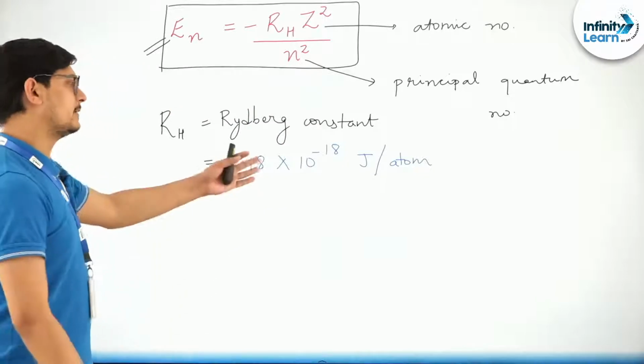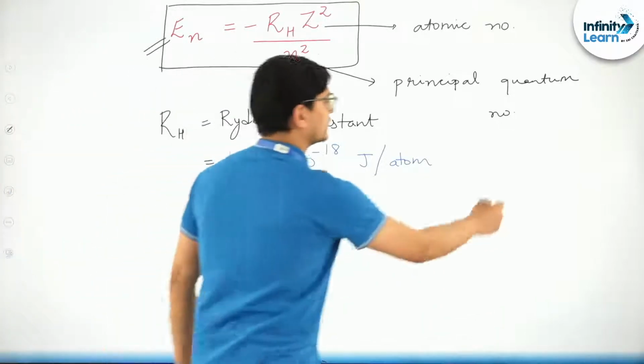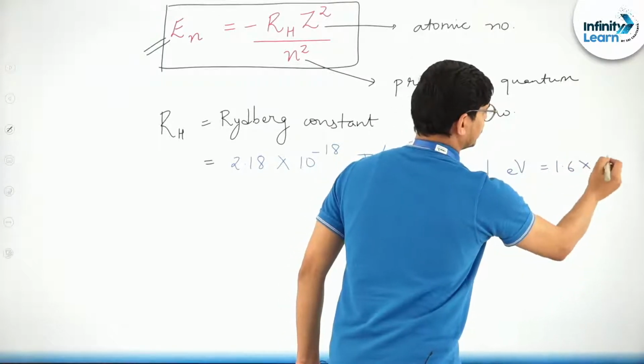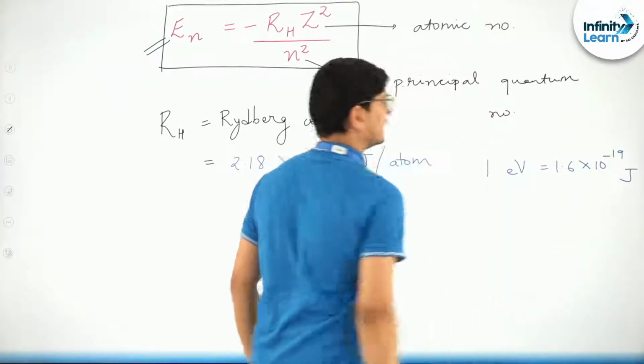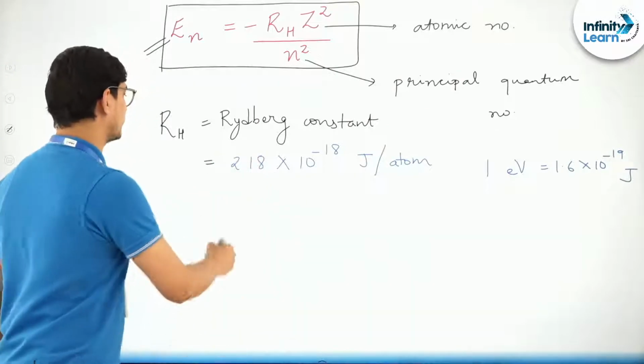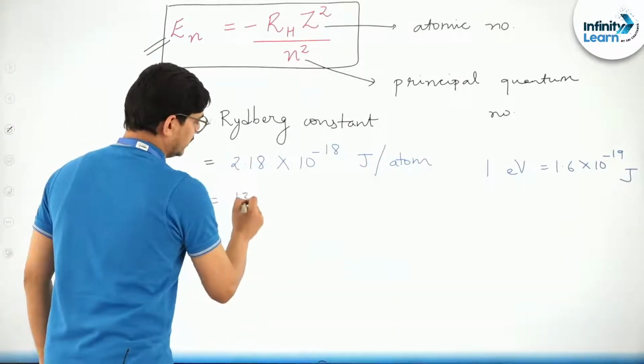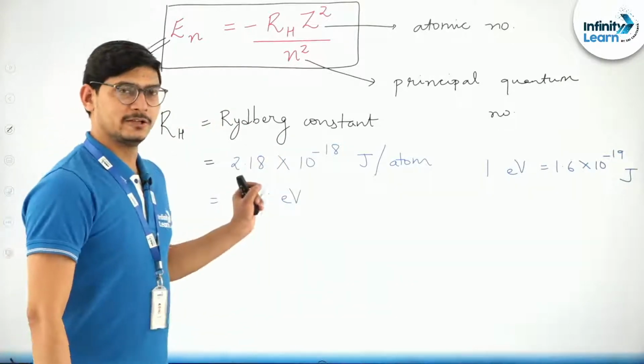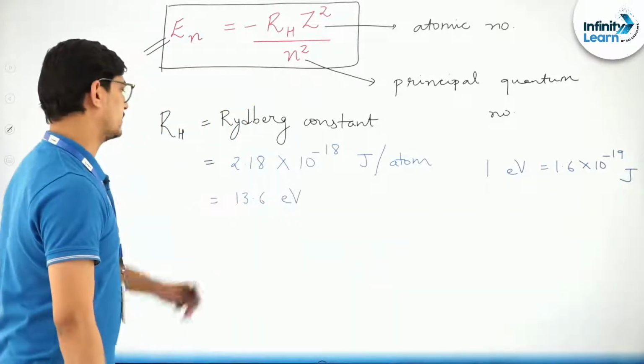Then you can divide it by the value of electron volt. 1 electron volt is how much? It is 1.6 into 10 to the minus 19 joule. Okay guys, so if you convert it into electron volt, this comes out to be 13.6. You can do that, it's a simple exercise. So the value of Rydberg constant in terms of electron volt is 13.6.